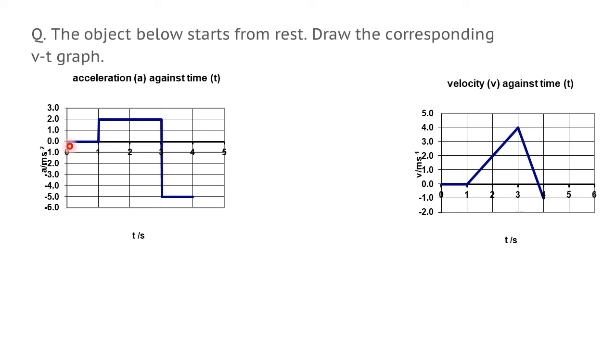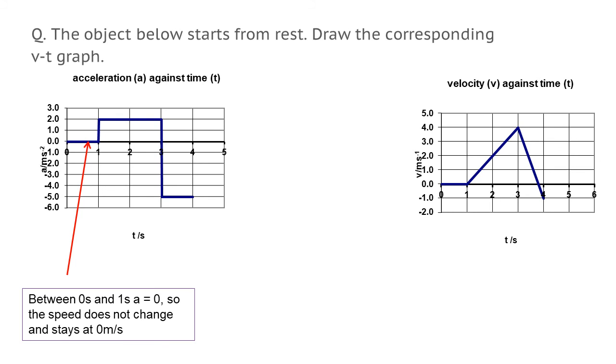So in this case, we have three distinct sections. This section, and this section here. For the first section, between 0 and 1 seconds, the acceleration is 0, so the velocity does not change and stays at 0 meters per second. The reason we know that is because it starts from rest and the acceleration is 0, so for the first second here, it's going to be 0.